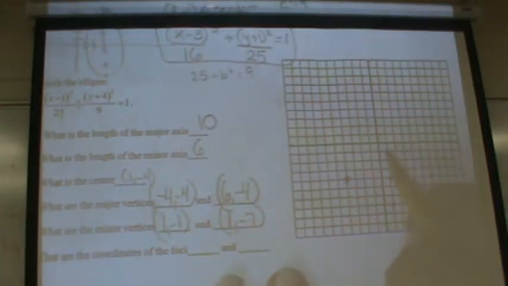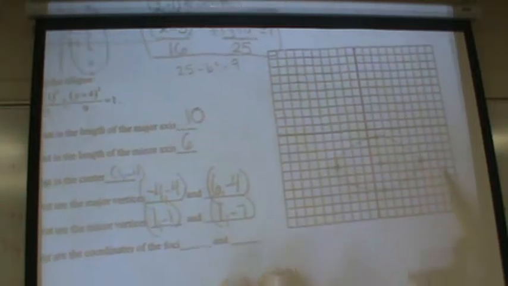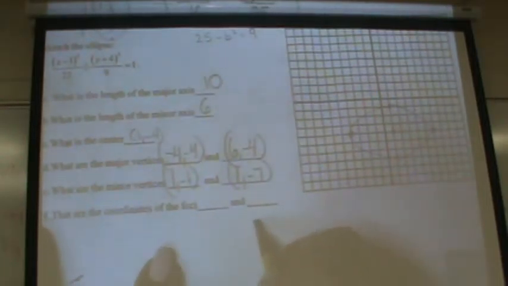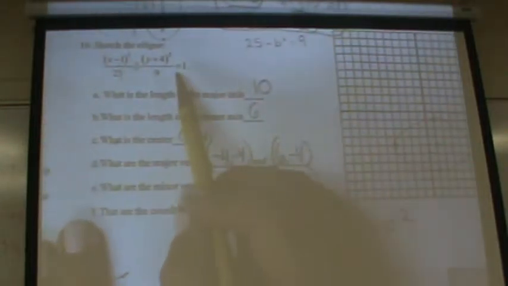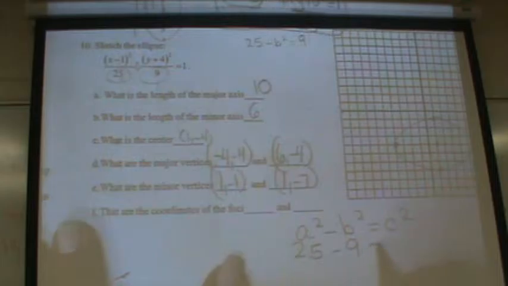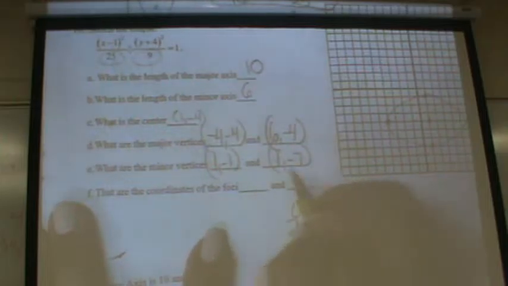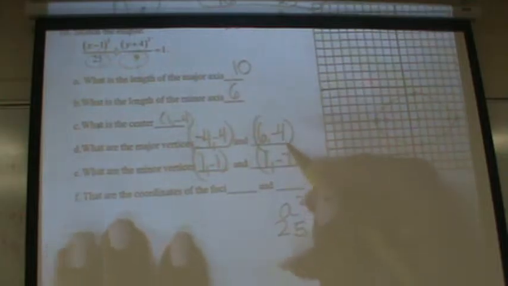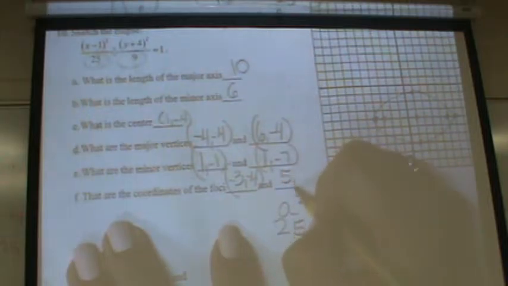Now, how do you find the fixed points? The fixed points always lie on the major axis. And again, a squared minus b squared equals c squared. So what you do is you take these two numbers and you subtract them. You get plus or minus 4. So you're going to count 4 units this way and 4 units that way. And your two fixed points are -3, -4, and 5, -4.